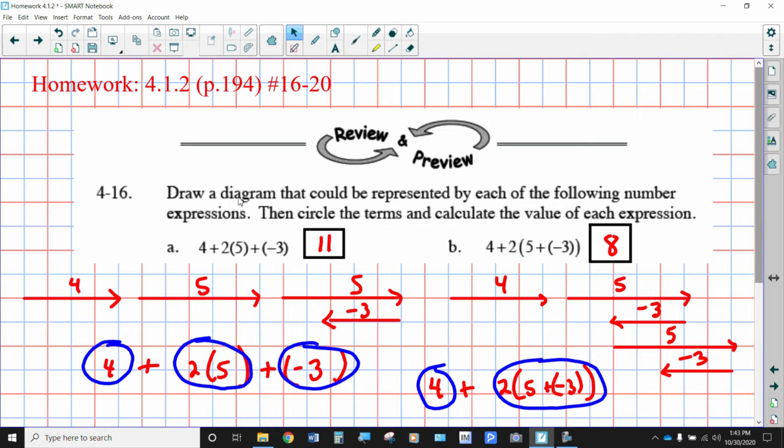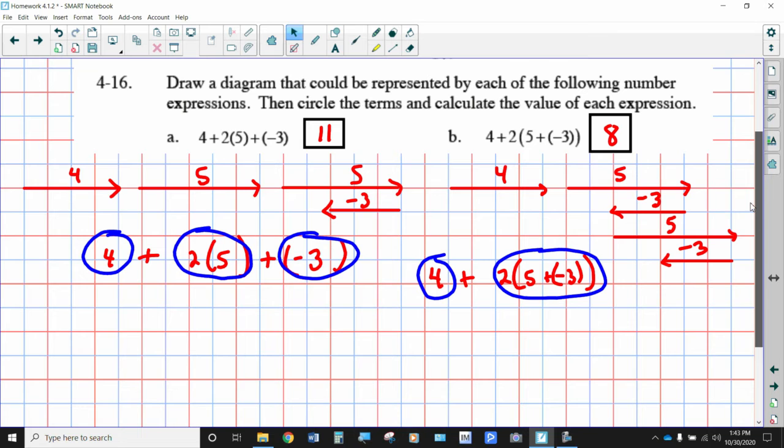All right, what do we have here? Draw a diagram that could be represented by each of the following number expressions, and circle the terms and calculate the value of the expression. All right, so here you got 4. There's a line that's 1, 2, 3, 4 units, and then 2 that are 5. And then you got one that goes backwards, that's -3. So do I have these all locked in there?